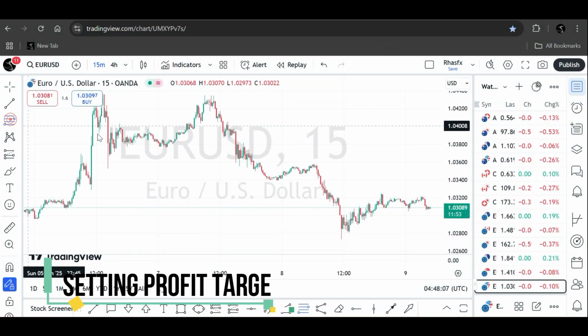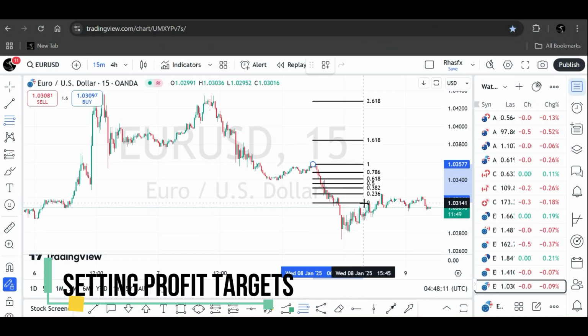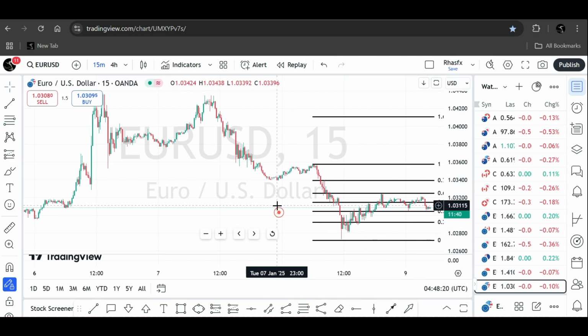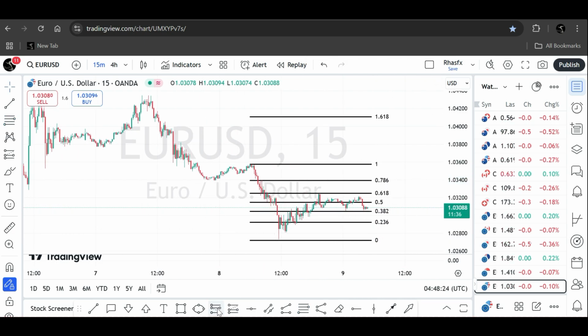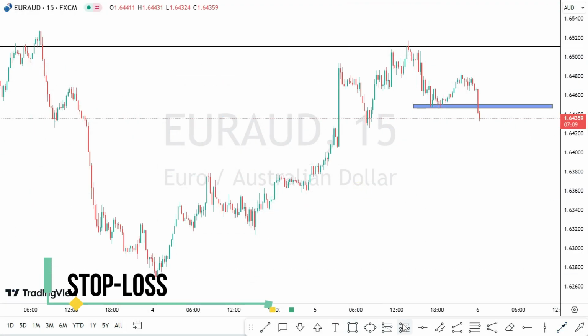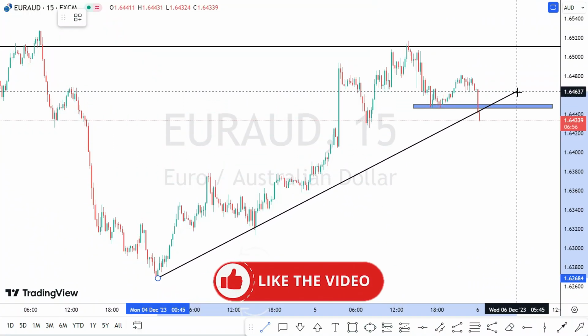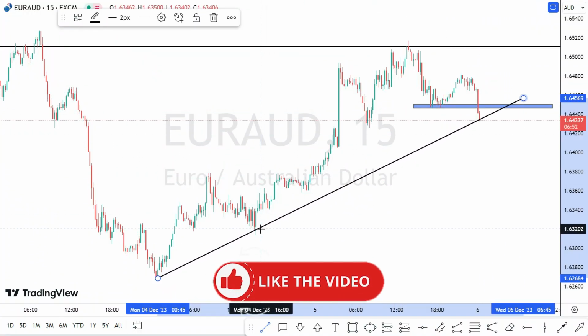Use tools like Fibonacci extensions or previous price highs and lows to set realistic profit targets. Example: exiting a long position when the price reaches the 1.618 Fibonacci extension level. Define your maximum acceptable loss by placing stop-loss orders at logical levels. Example: setting a stop-loss just below a recent swing low to protect against downside risk.